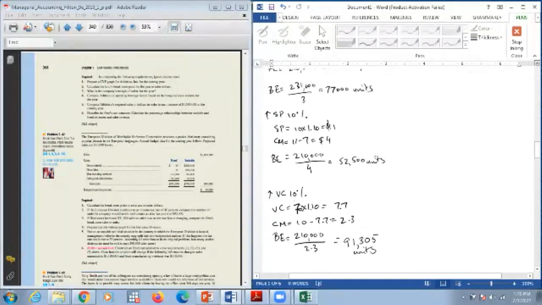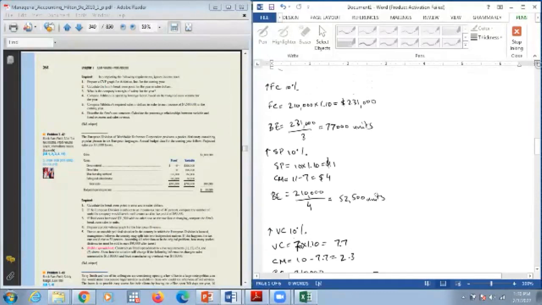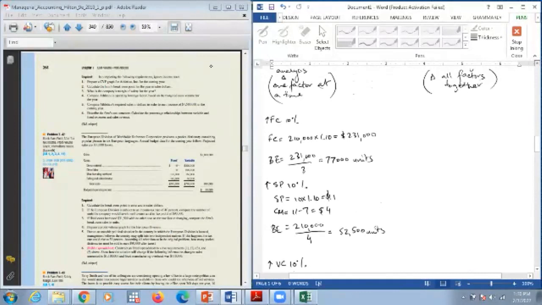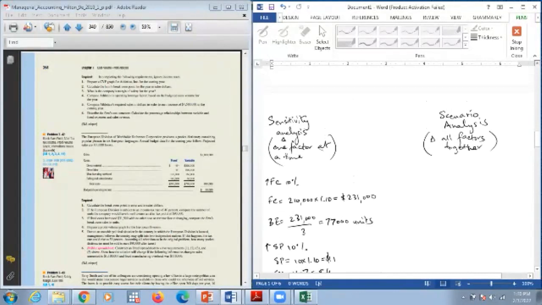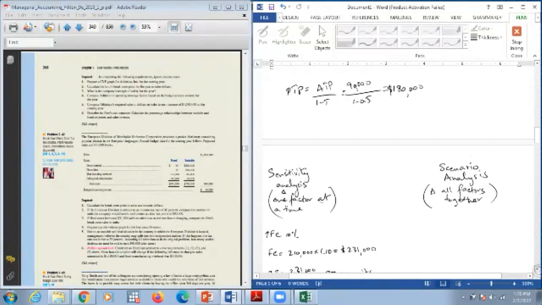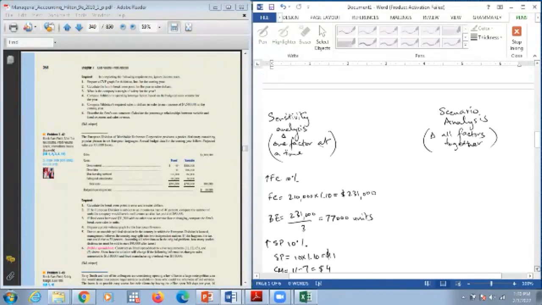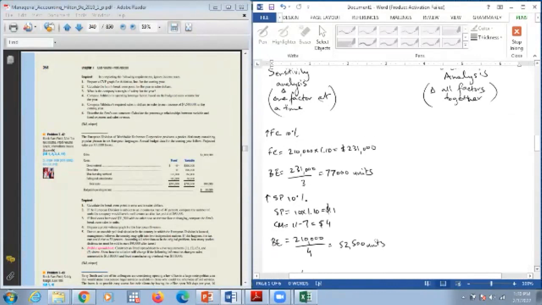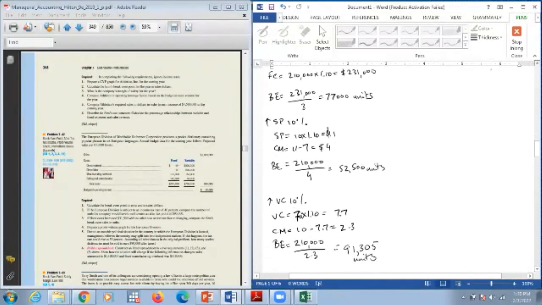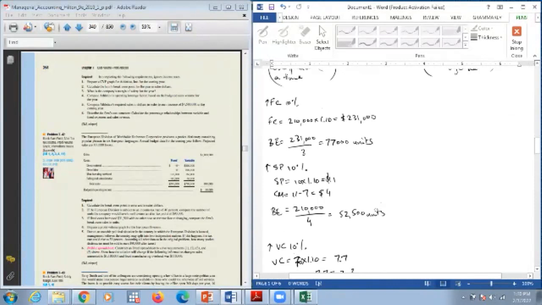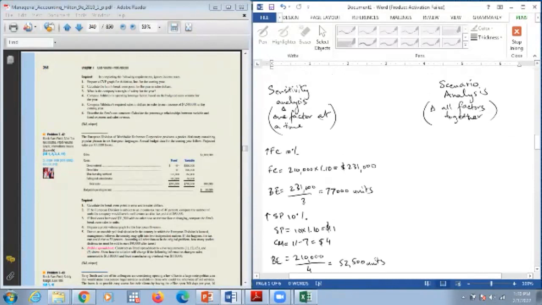Now, these are 3 things that have changed individually or independently in a sensitivity analysis, and you see the impact of each individual change on our total break-even. Now, what we want to do in a scenario analysis is change all 3 factors at the same time and determine what will happen to our break-even in units. For the sake of this question, I'm going to alter just one case. We'll still use the increase of fixed cost at 10%. We'll still use the increase of sale price at 10%, but we'll do a decrease in variable cost of 5%.